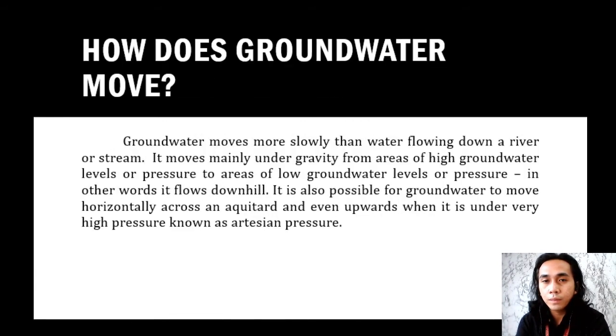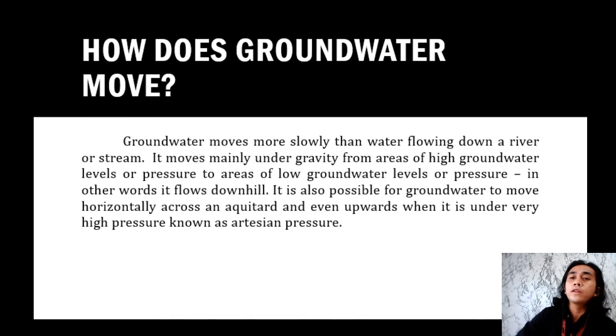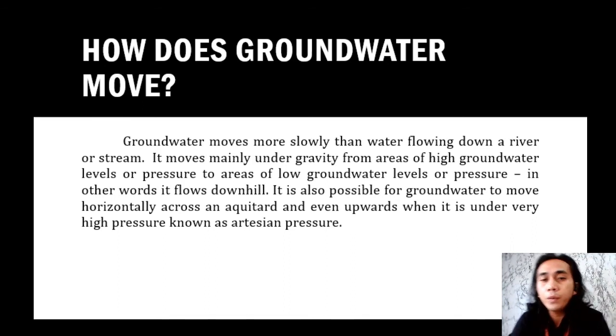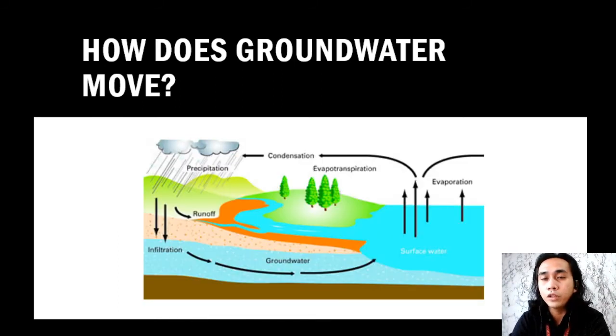So, how does groundwater move? So, groundwater moves more slowly than water flowing down a river or stream. So it moves mainly under gravity from areas of high groundwater levels or pressure to areas of low groundwater levels or pressure. In other words, it flows downhill. So it is also possible for groundwater to move horizontally across an aquitard and even upwards when it is under very high pressure known as artesian pressure.